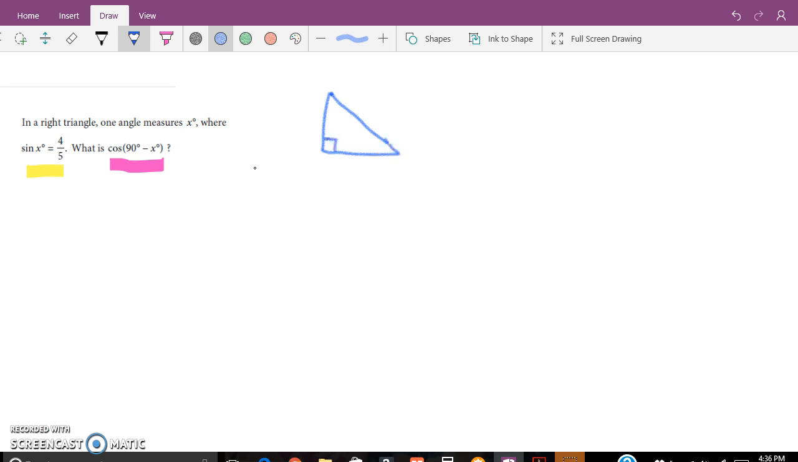So we know that in a right triangle, if this is x, the sine is the opposite over the hypotenuse. And it says that the opposite is 4 and the hypotenuse is 5. And we all remember our 3, 4, 5 from the Pythagorean theorem, that 3 squared plus 4 squared equals 5 squared. And then we don't even need that actually, but now they want to know the cosine of 90 minus x.